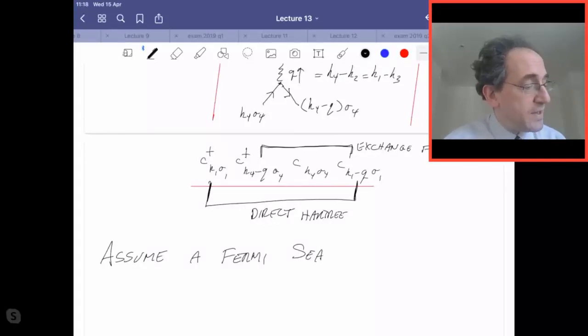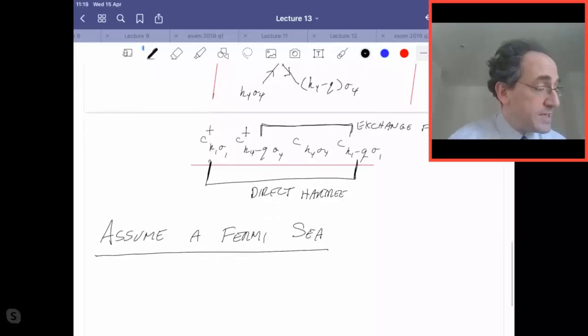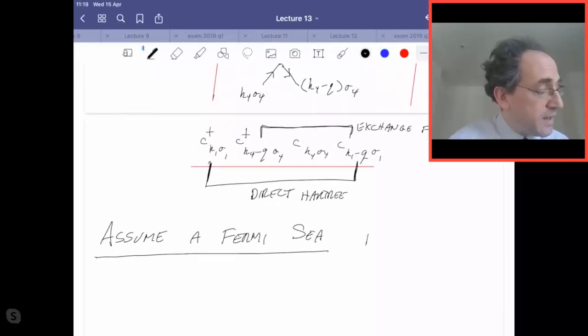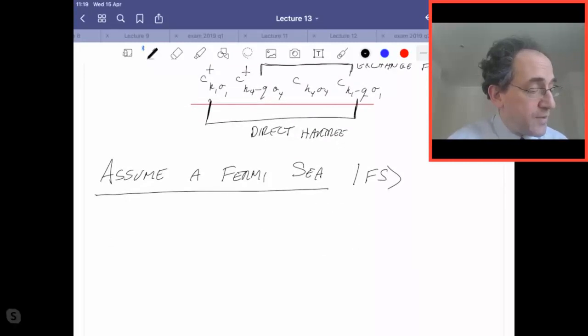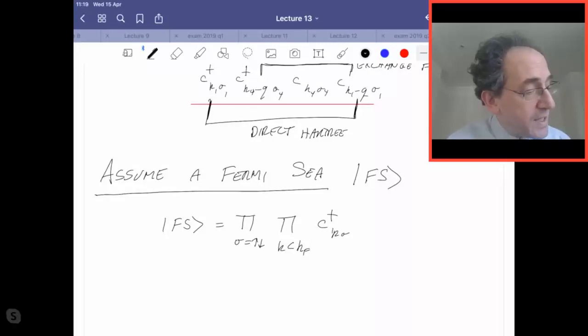Okay, so we have to consider what is the Slater determinant we're considering. So we'll write that as Fermi C. We'll justify this post facto later on, and the Fermi C is the product, I guess, over spins up and down, product over k less than some kf, C dagger k sigma on the vacuum. Okay.